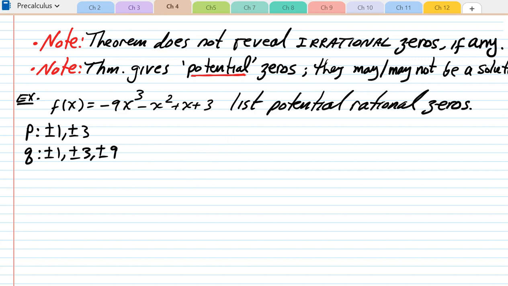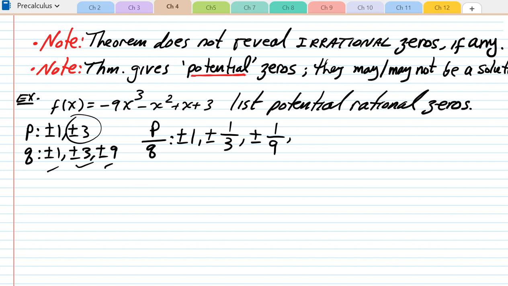Now, once we have found p and q, we need to take the ratio, p over q. I'm dividing plus minus 1 for p by each and every one of the q's. So I get plus minus 1 divided by plus minus 1 is plus minus 1. Plus minus 1 divided by 3 gives me 1/3. 1 divided by 9 gives me 1/9. And that's all possibilities with 1. We're going to repeat the same thing with 3. Plus minus 3 divided by plus minus 1: 3 divided by 1 is 3. 3 divided by 3 is 1. But 1 is already accounted for, right? So we don't need to repeat that part. And 3 divided by 9 is 1/3. That already is in here as well. So we have completed the list of potential zeros.